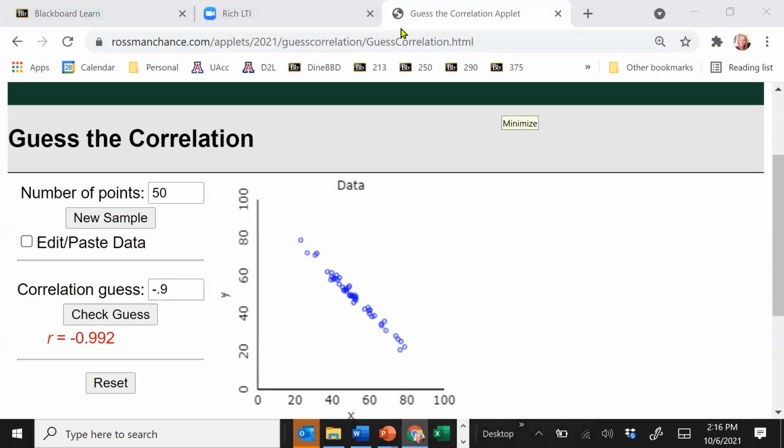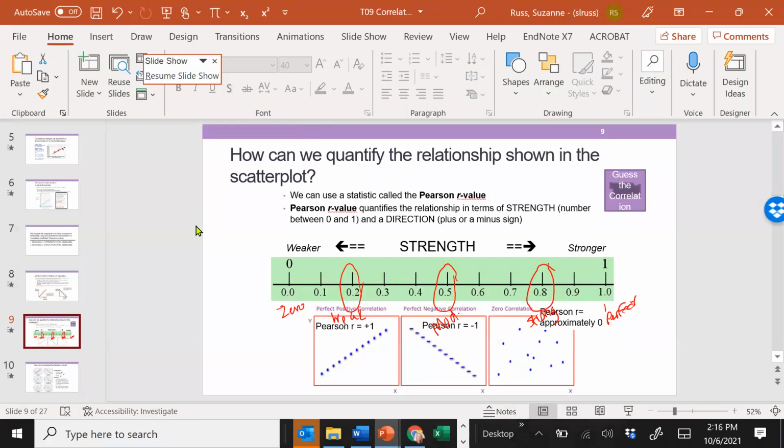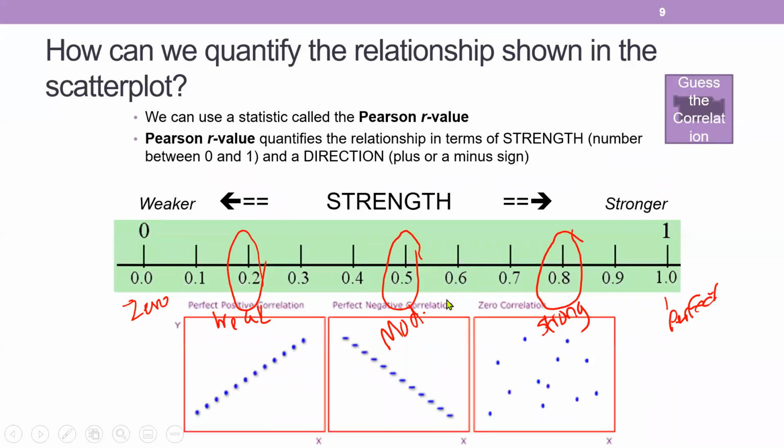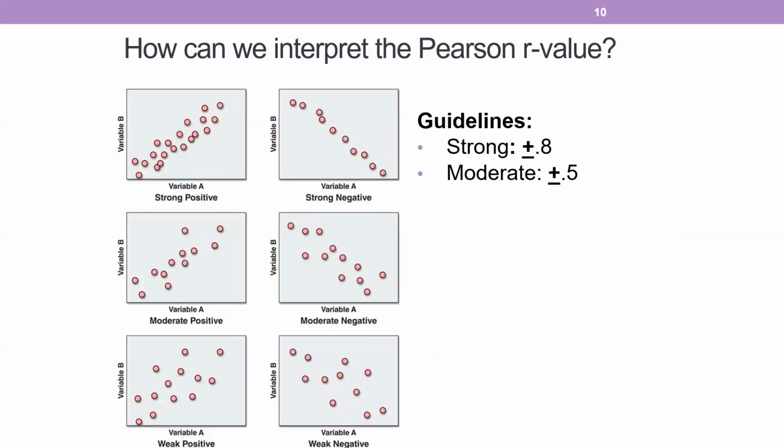So we'll give you more chance to play with that, but let's get into a little bit more of our content here. So that is the idea of what we're looking for. Those are our guidelines. If we have a plus or a minus 0.8, that's considered strong, and stuff around there is strong. Moderate would be around plus or minus 0.5. Weak would be around plus or minus 0.2.